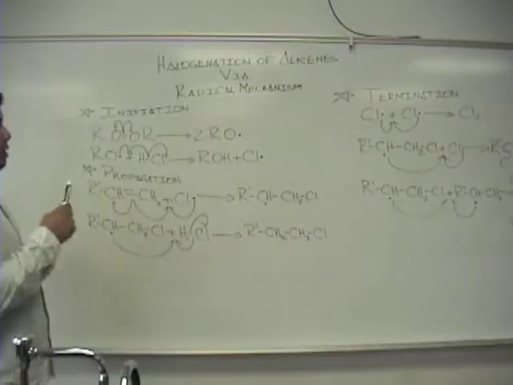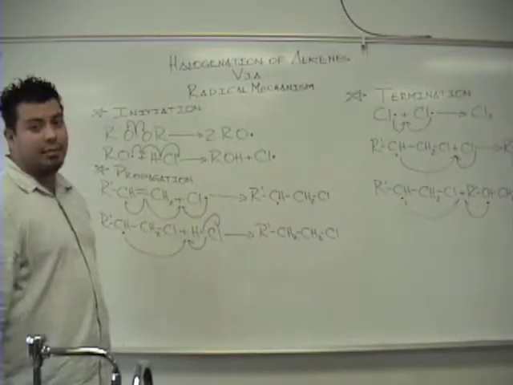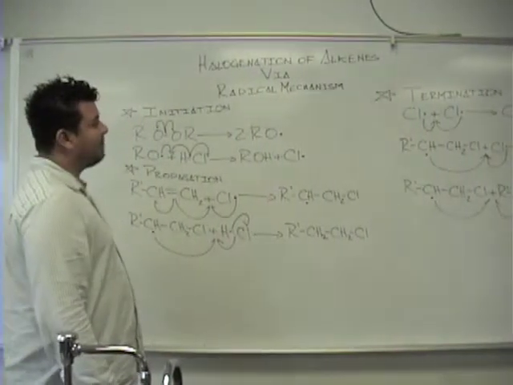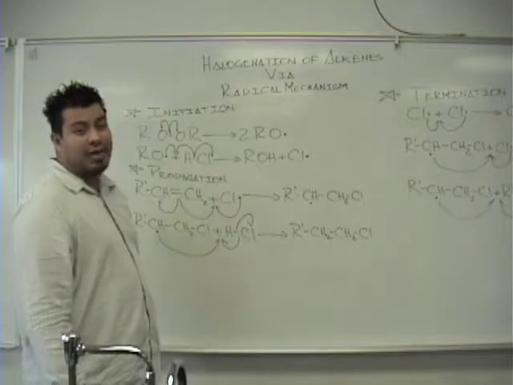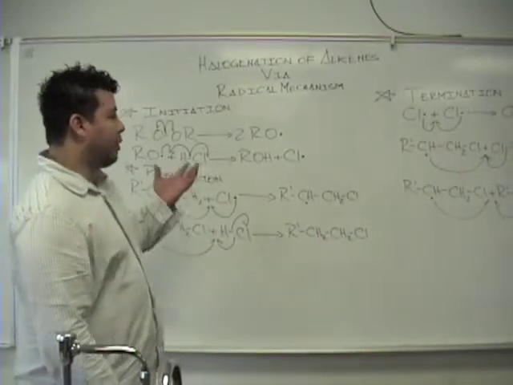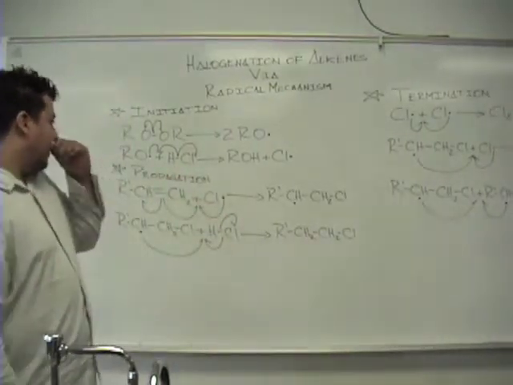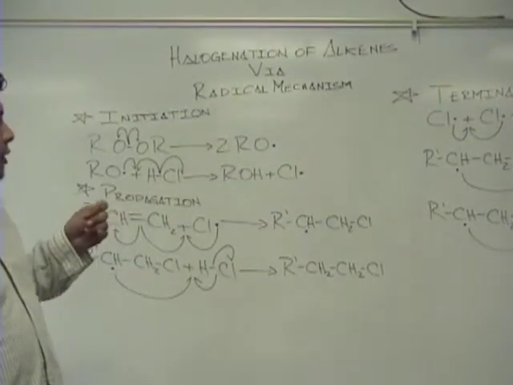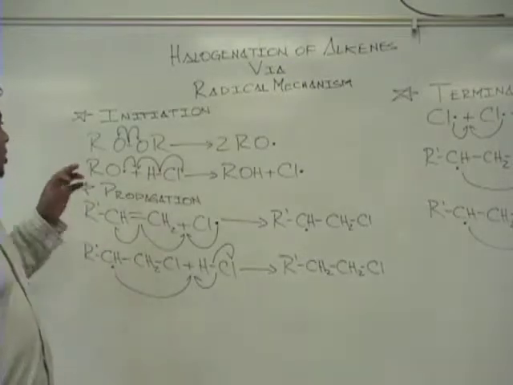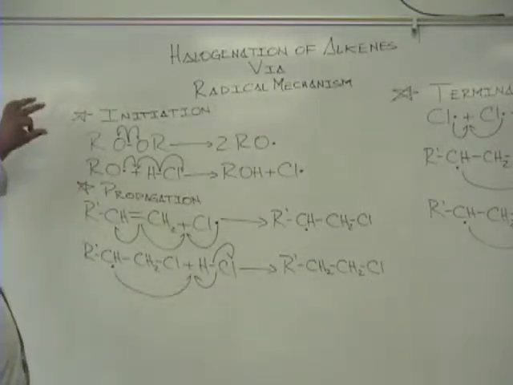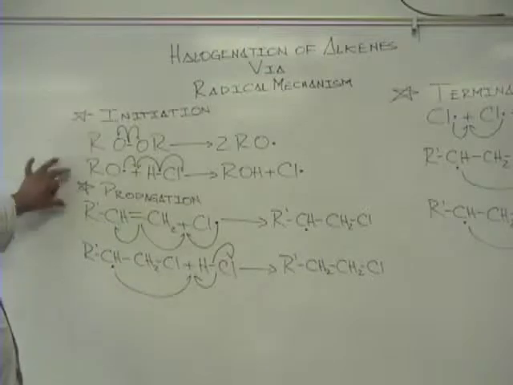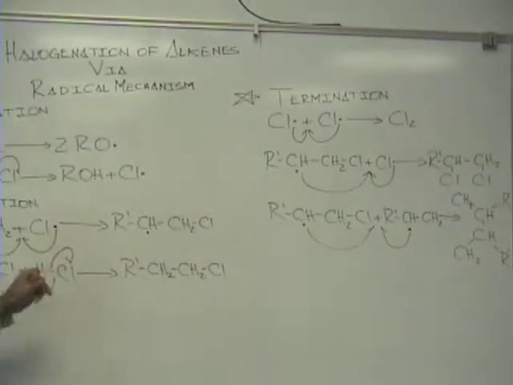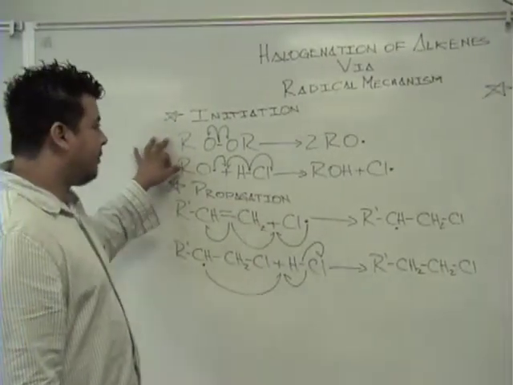We're going to do halogenation of alkenes via radical mechanisms. We don't really like using them so much because you pretty much open a can of worms. You get all kinds of molecules, as you're going to see right now. So you will divide it into 3 steps: initiation, propagation, and termination. So let's focus on initiation right now.